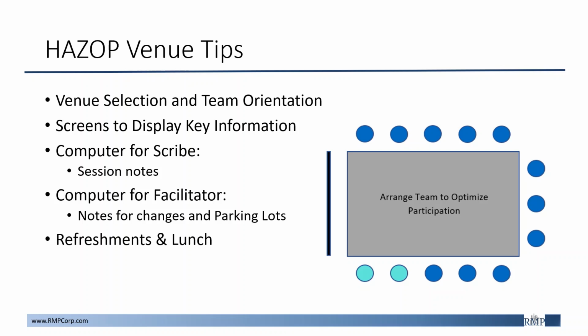This orientation style depicted here has proven to optimize participation from all members, resulting in an engaging environment from all members. It is also important for the venue to provide enough space for a computer for a scribe to present session notes or any key information such as P&IDs, and a computer for the facilitator to effectively take notes and parking lot any potential discussion sessions that are made during the session that need more time to elaborate on. It is also important for the venue to accommodate refreshments and lunch to allow the team to effectively perform the study when sessions are scheduled at an early time, and you want all members to remain engaged by the latter end of the day.